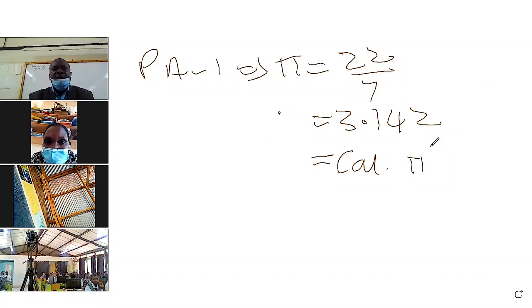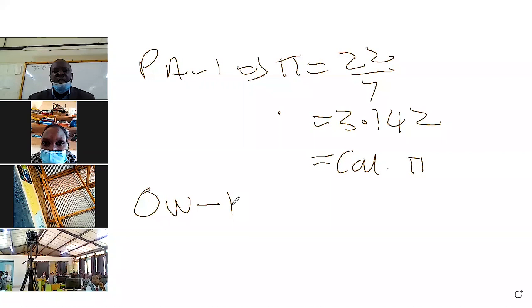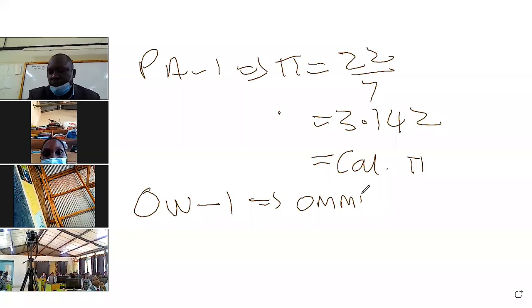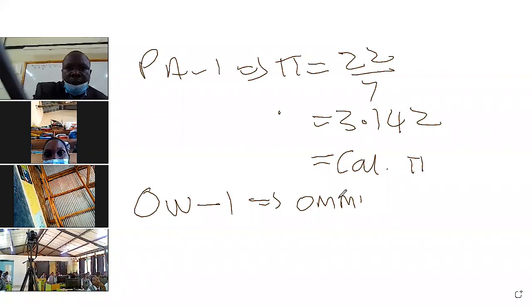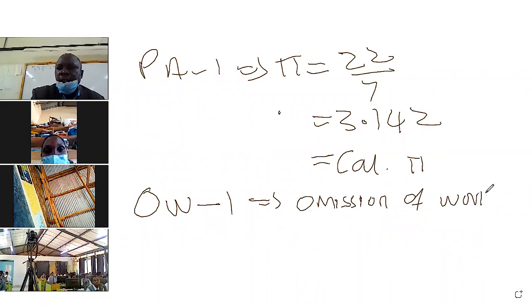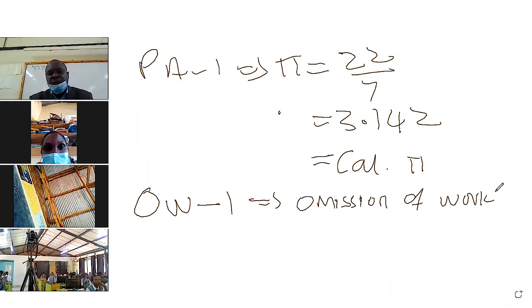Then there is another one referred to as OW. OW is omission of work. This is omission of work. Nowadays, it might not be very much practical because of the calculators, but what might not have been affected by the calculators is the factor sign.